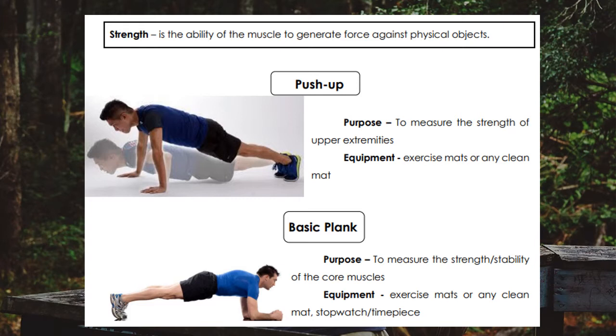Basic plank. Purpose is to measure the strength and stability of the core muscles. Equipment: exercise mats or any clean mat, and a watch or timepiece.